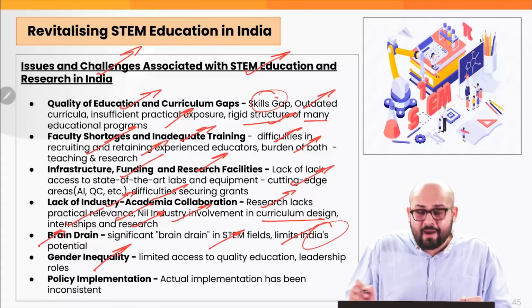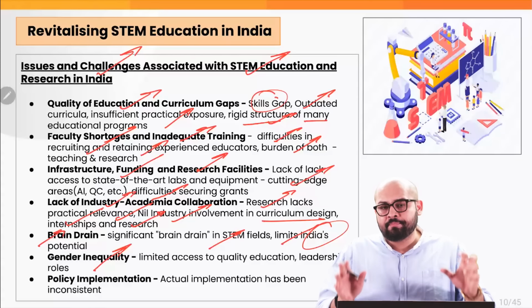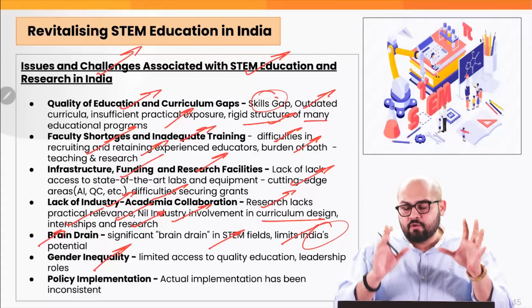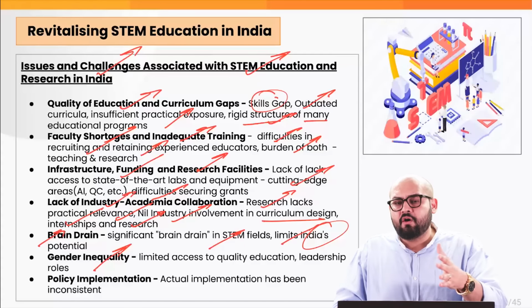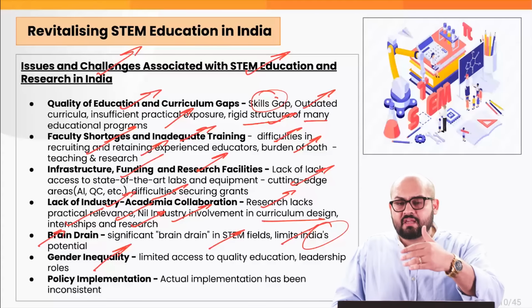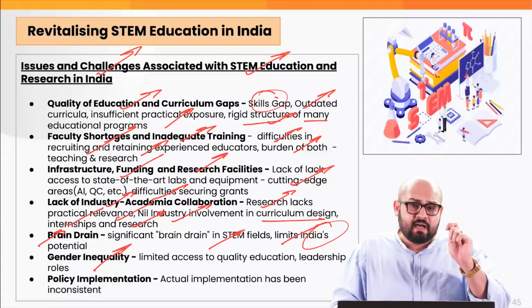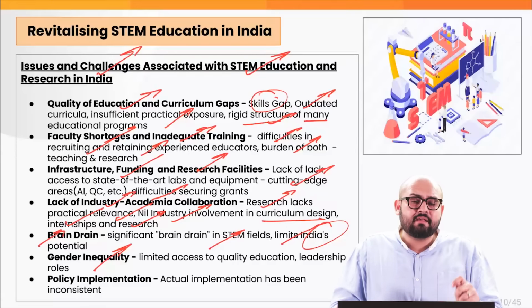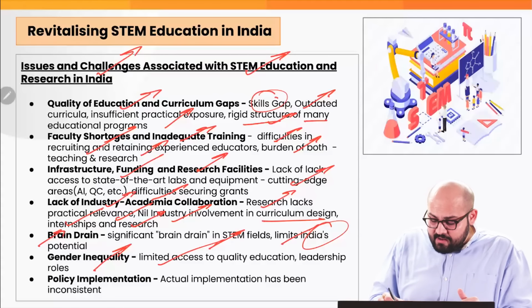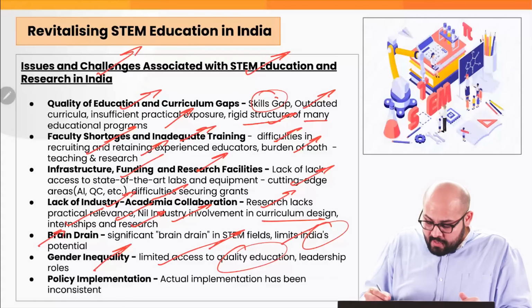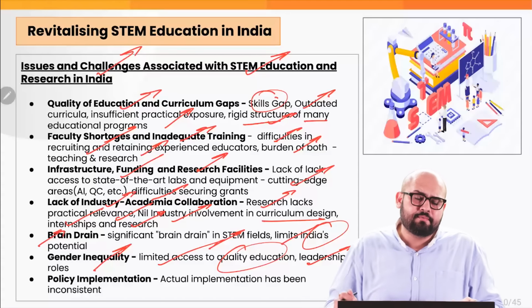Next is that there is widespread gender inequality. Again, we know that there has been tremendous improvement in the participation of females in primary and secondary education. But still, if we talk about higher education, the participation is lesser compared to males, right? So what we see is that there is limited access to quality education for women, and also to leadership roles.